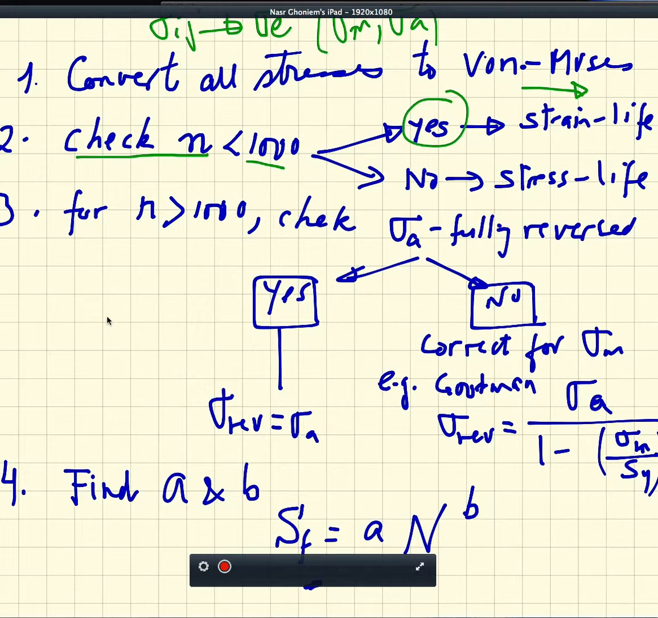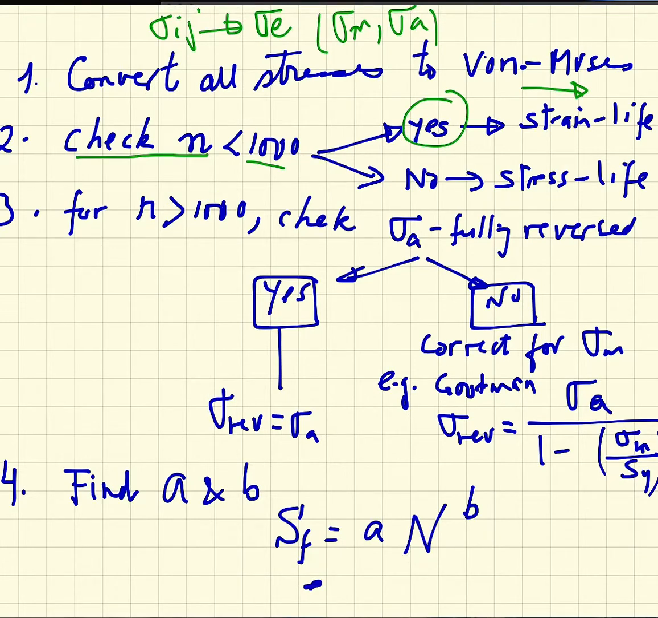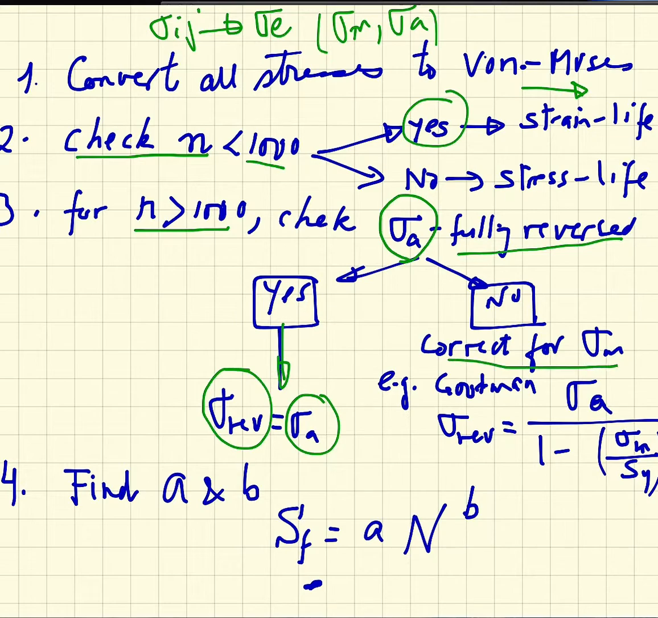Now next, suppose that we discovered that we have n greater than 1,000. Then we check on the alternating component of the stress. Is it fully reversed? If it is yes, then we use it as is to be the sigma reversible. If it is no, then we have to correct for the mean stress, and we have a number of possibilities for the correction of the mean stress.